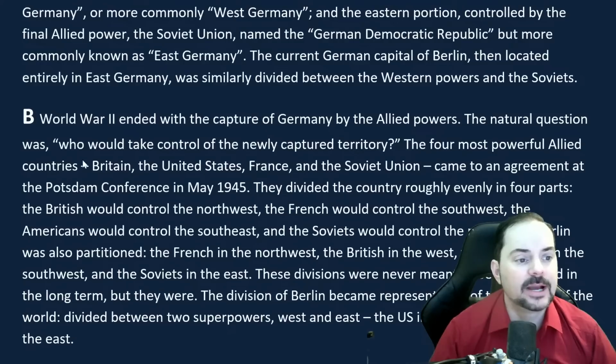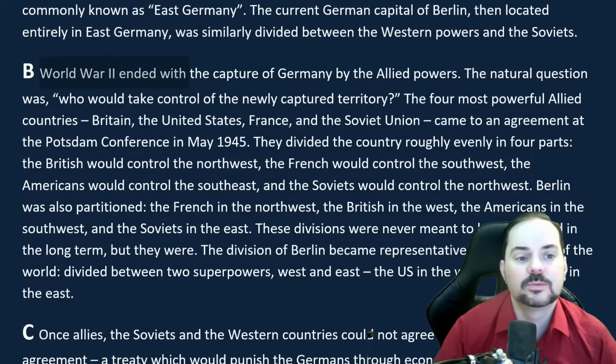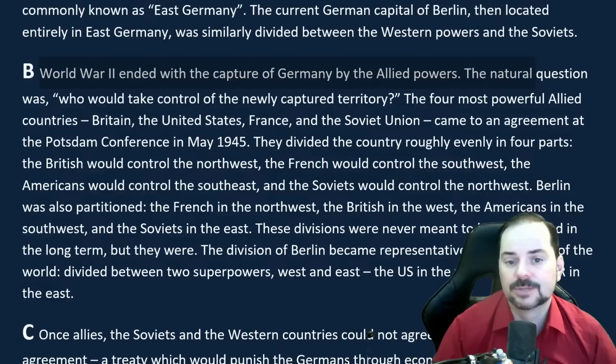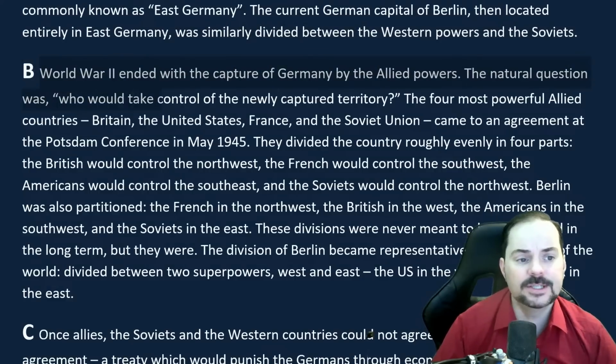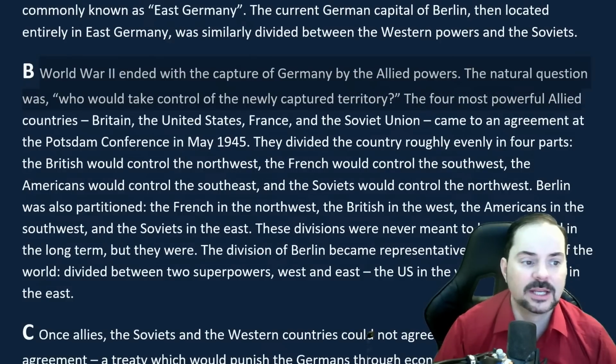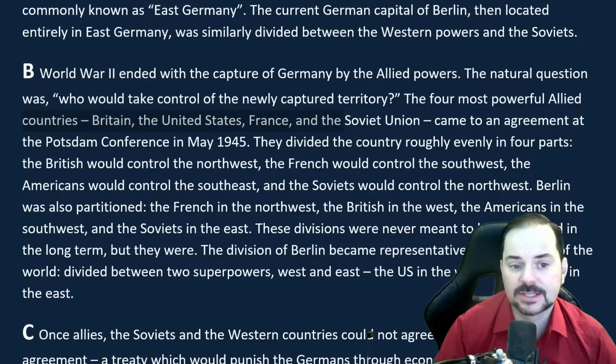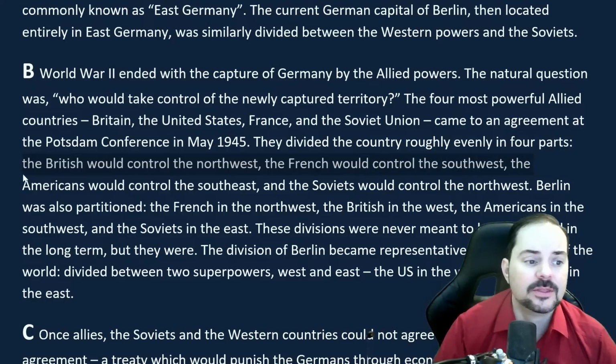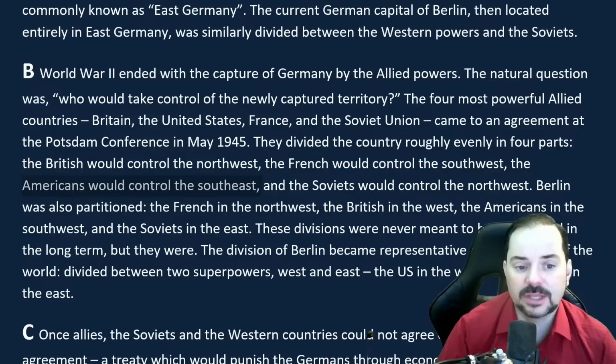All right. Paragraph B. World War II ended with the capture of Germany by the Allied powers. The natural question was, who would take control of the newly captured territory? The four most powerful Allied countries, Britain, the United States, France, and the Soviet Union, came to an agreement at the Potsdam Conference in May 1945. They divided the country roughly evenly in four parts. The British would control the northwest. The French would control the southwest. The Americans would control the southeast, and the Soviets would control the northwest.